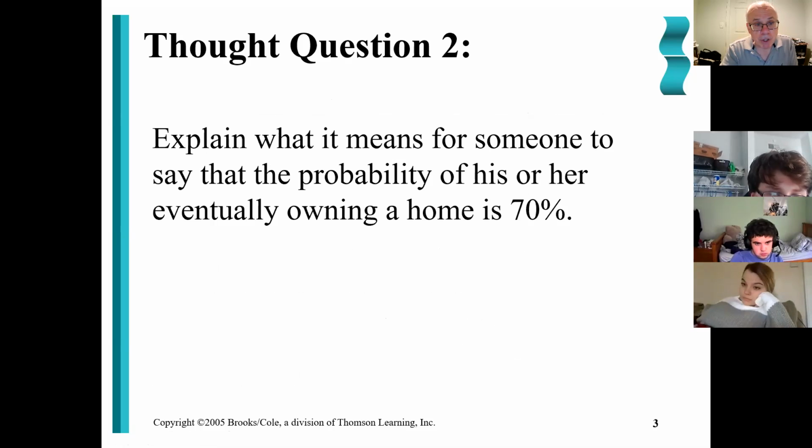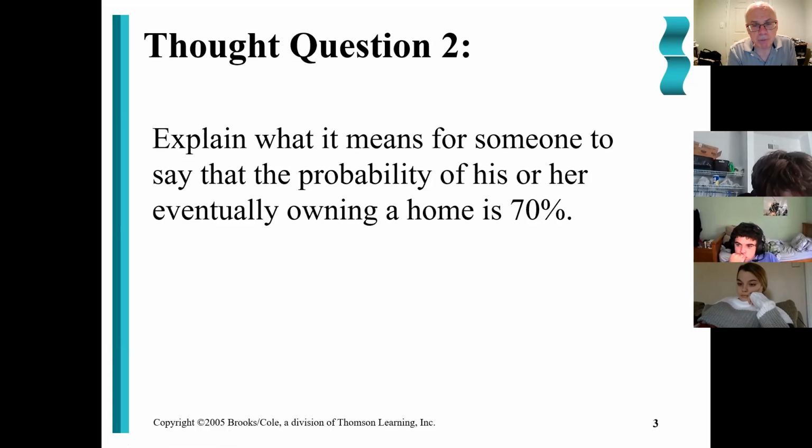It says here, explain what it means for someone to say that the probability of his or her eventually owning a home is 70%. So can somebody, maybe based on what you think the definition of probability is, say what this might mean? Anybody? It's a 70% chance. Okay, 70% chance. And what does that really mean? They're 70% more likely to have it than the 30% that don't.